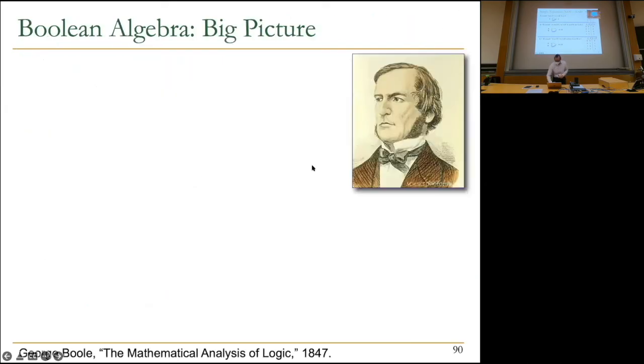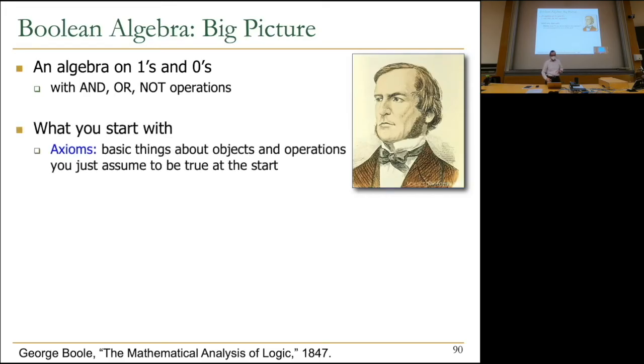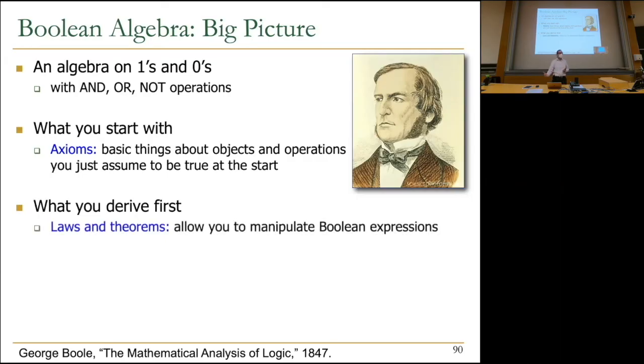Okay, so a big picture of Boolean algebra. Let's go through this quickly since many people know it. It's really an algebra on ones and zeros with and, or, not operations. What you start with is really some axioms. These are basic things about objects and operations you just assume to be true at the start, just like any mathematical theorem proving, right? And you derive laws and theorems, which we will see some of. These laws and theorems allow you to manipulate Boolean expressions. Why is this important? Because Boolean expressions are really the functions we're dealing with in combinational logic, and also sequential logic, actually. But let's talk about combinational logic now.